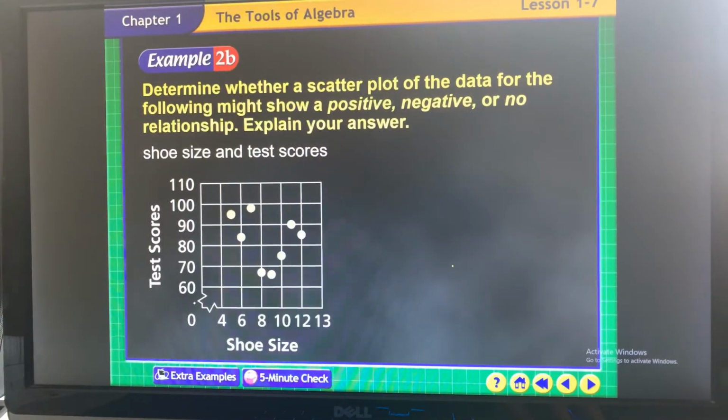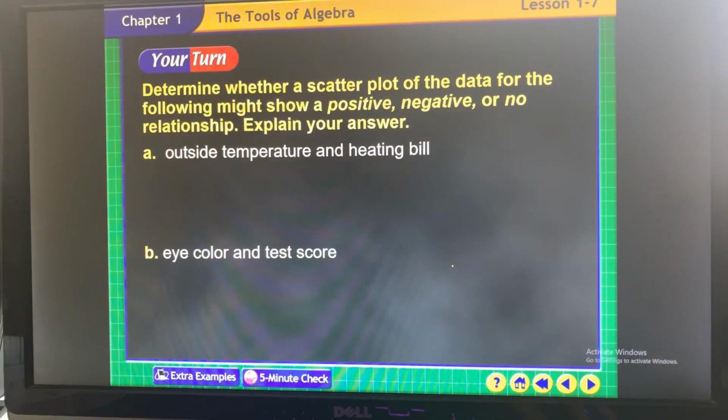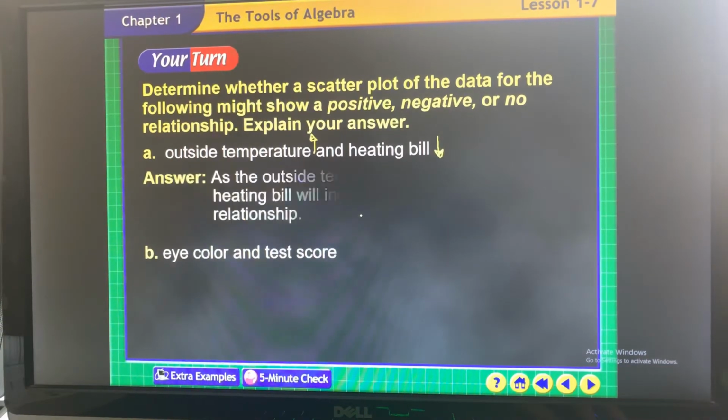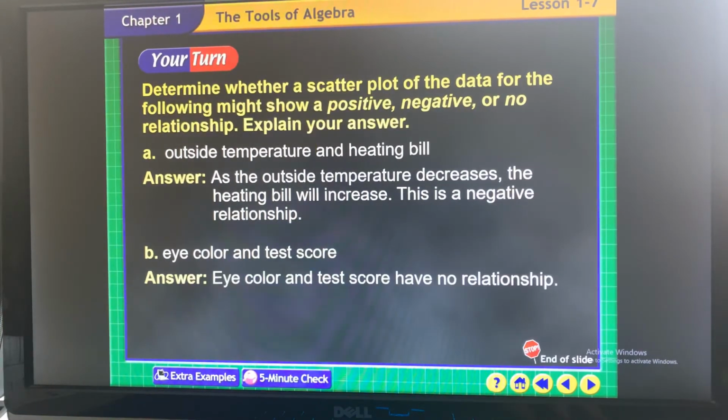Shoe size and test scores. What? No. As the shoe size increases, the test scores are not affected. No correlation. Outside temperature and heating bill. So always start your sentence off like this. As the outside temperature increases, what happens to the heating bill? I would think it would decrease, right? So negative correlation. Eye color and test scores. What? No. There's no relationship there.